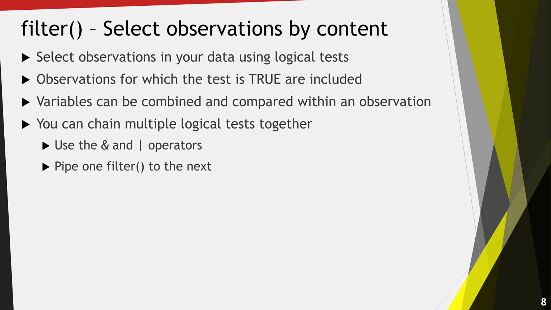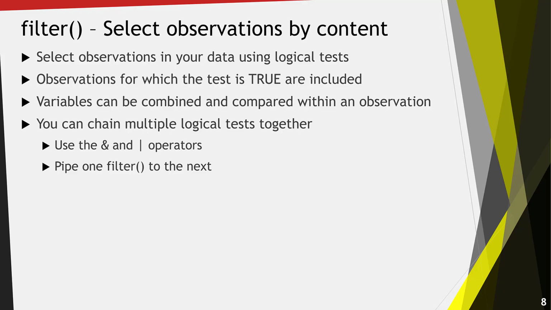Selecting by row number sometimes is convenient, but much more often you'd like to include or exclude rows from your data set based on some criteria within the data. You'll use the filter verb to do this. The way it works is it selects observations in your data set using logical tests that you formulate with Boolean logic. Observations for which the test is true are included. Observations for which they're false are excluded. This allows you to combine information or compare information from different variables to determine the criteria for including or excluding observations from your data.